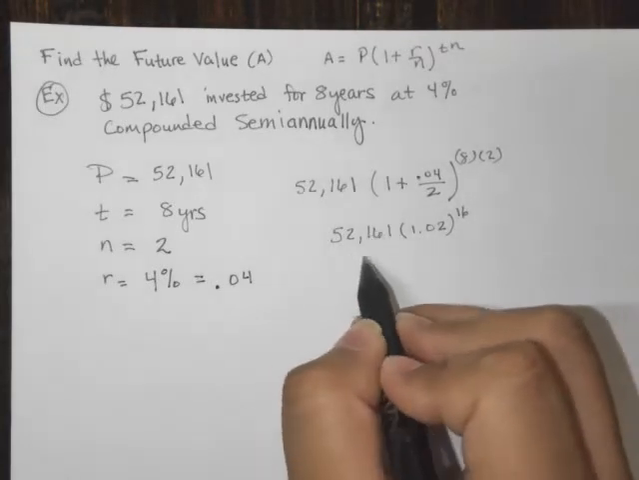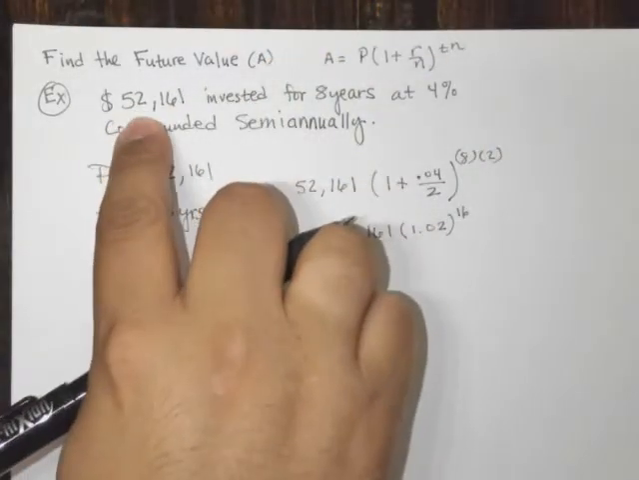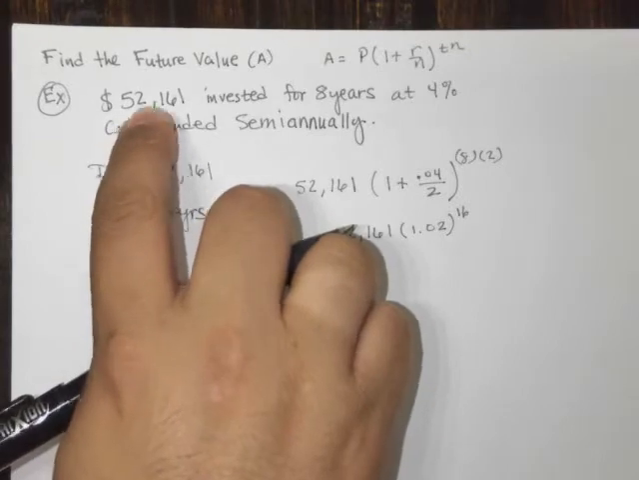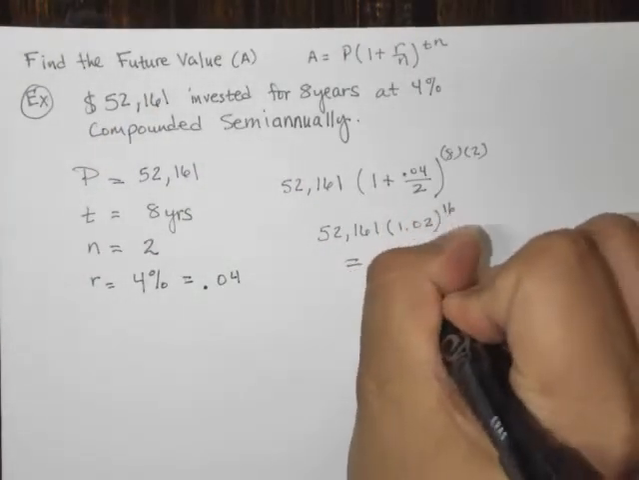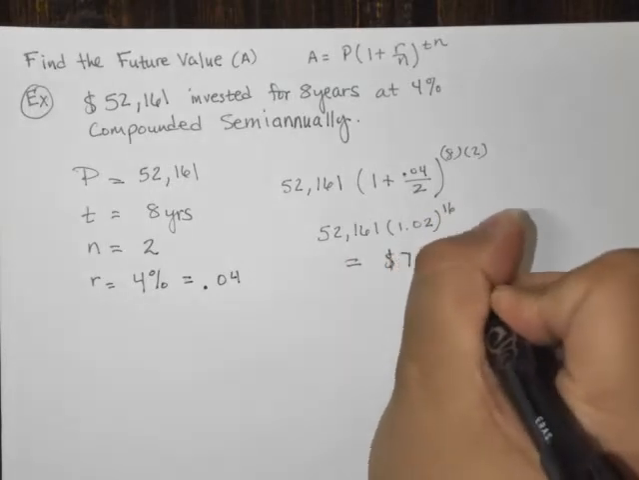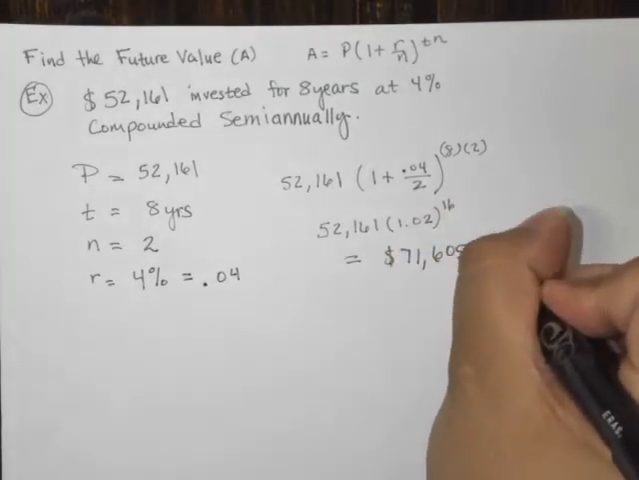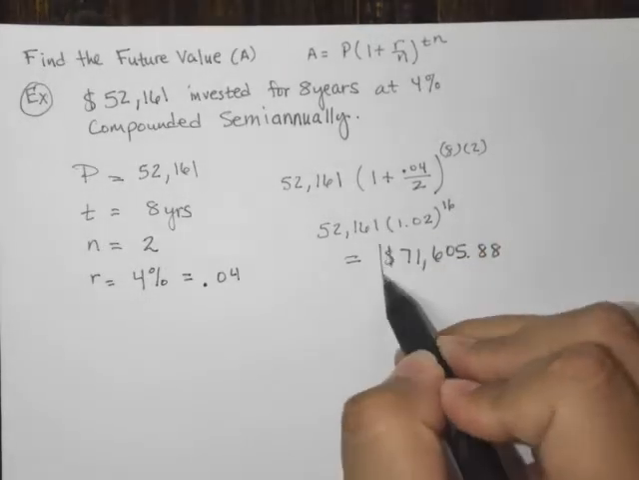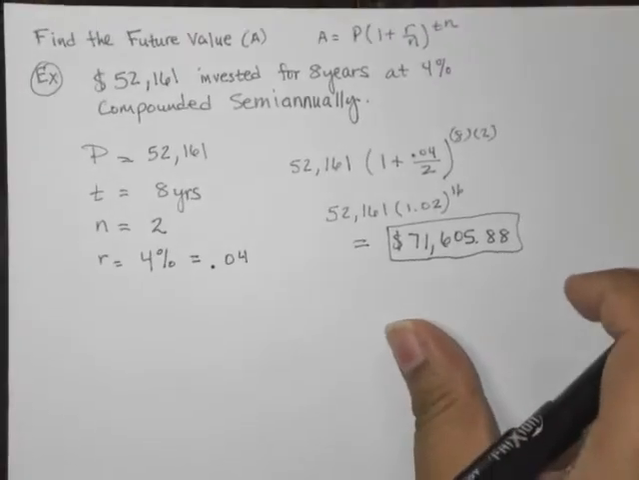And when we calculate this, when everything's said and done, your initial investment of $52,161 would grow to be $71,605.88. So this is how much would be in your account after 8 years.